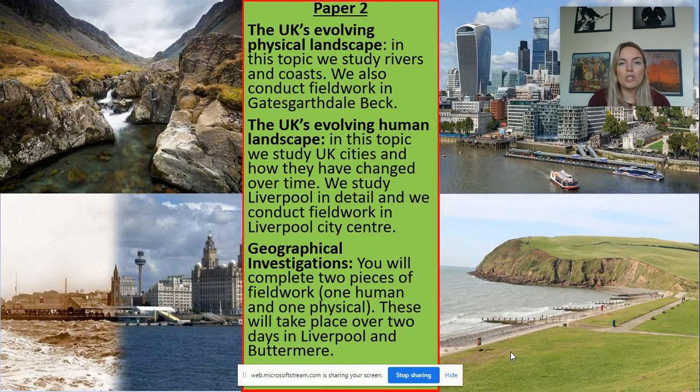We then move on to paper 2. Paper 2 is all about the UK. We do physical and human. So we begin with the physical landscape and we look at coasts and we look at rivers. We then go on to the human landscape and we focus on cities.